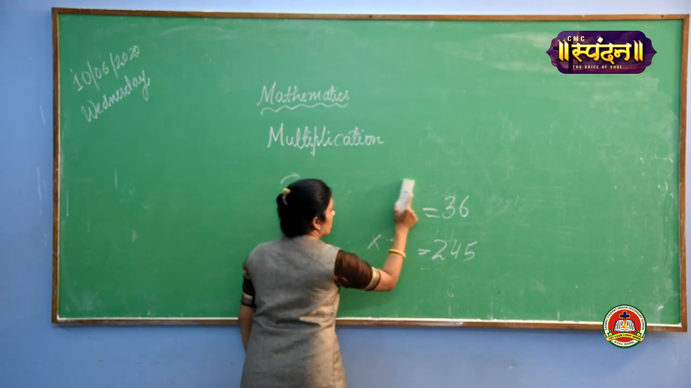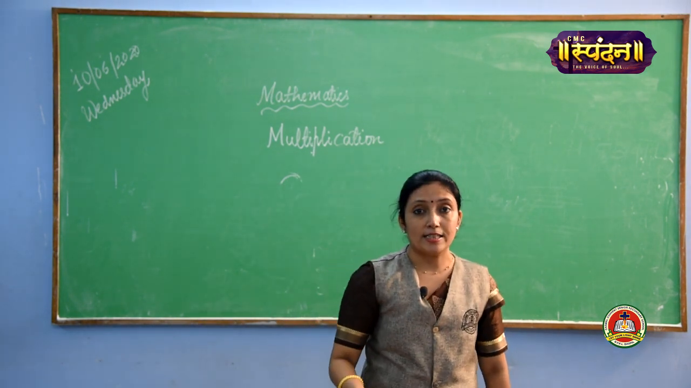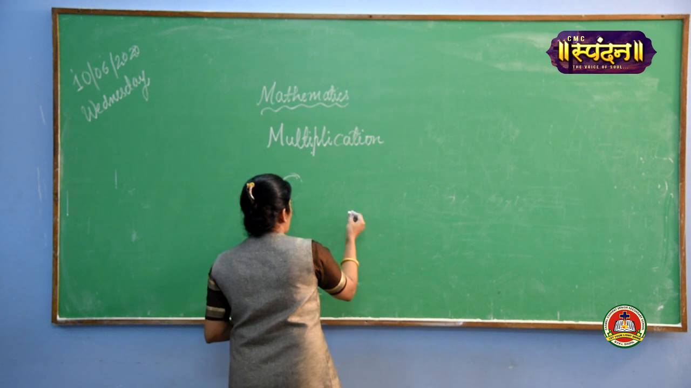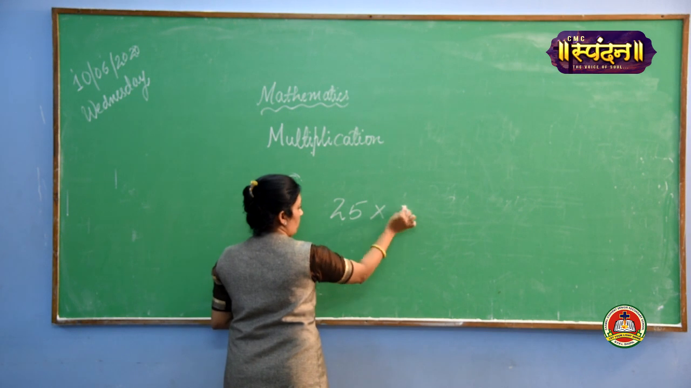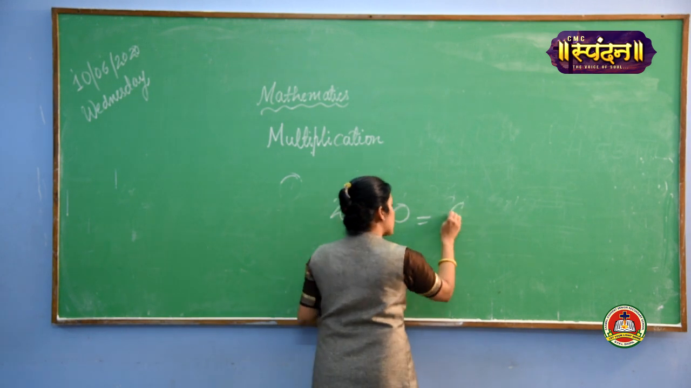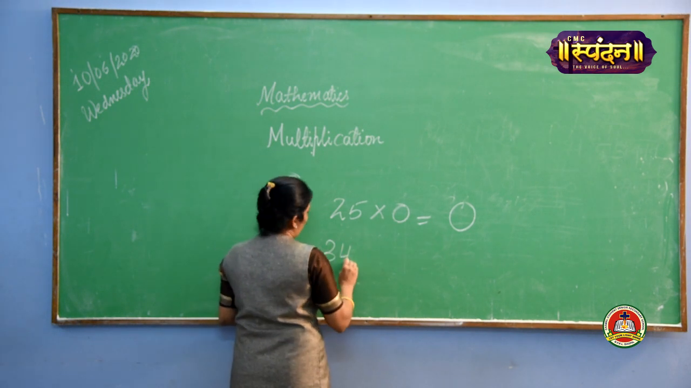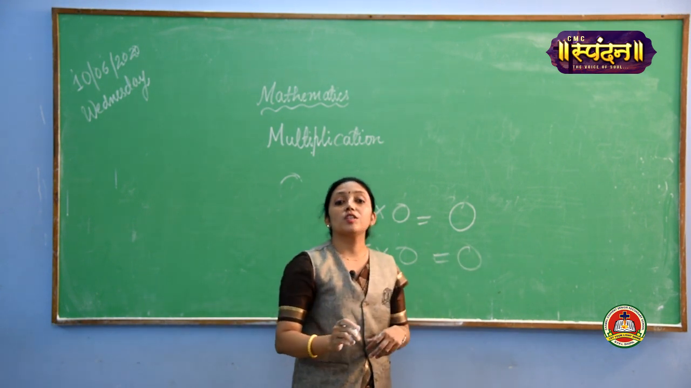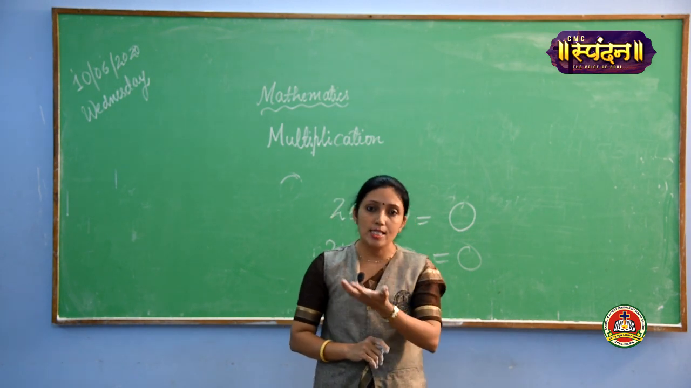Now let's move on with the third property. We have done all this in class 3. These are simple properties which we have already done, but it's a quick recap. So now let me see any number multiplied by 0. Any number multiplied by 0 will give you 0. Whether it is a 3-digit, 4-digit, or any number of digits you are multiplying, the answer will always be 0. You need to remember the answer is always 0.